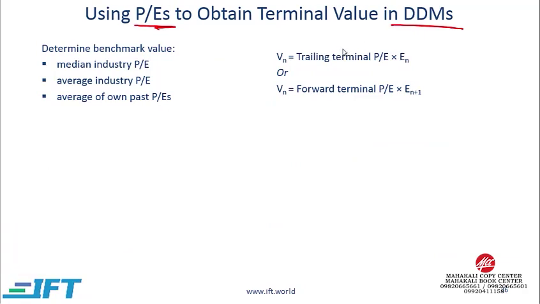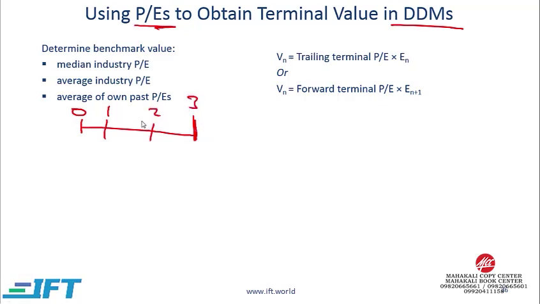And this is very straightforward. It is something you've also seen in earlier readings. The first thing to do is determine the benchmark value. For the benchmark value, you might either use the median industry PE, or the average industry PE, or the average of the company's own past PE. So what exactly does this mean? Let's say that you are doing a valuation at time 0 and you can predict the growth rate over the next 3 years.